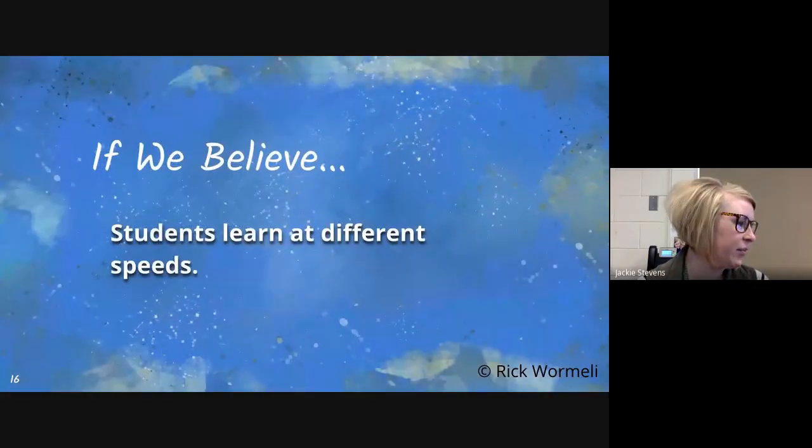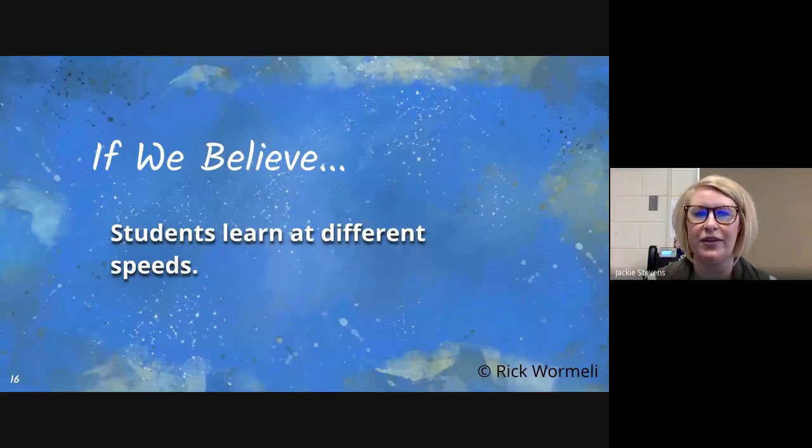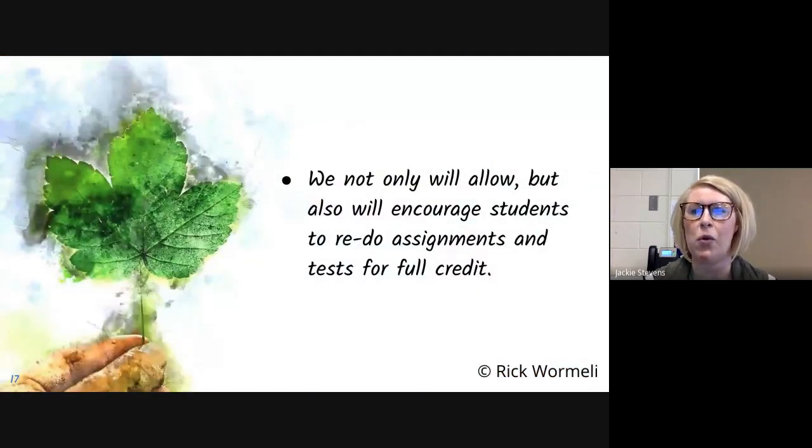All right, number 4 of our 5 belief statements: if we believe that students learn at different speeds, definitely, then we will not only allow, but also encourage students to redo assignments and tests for full credit. I think people are getting a lot more comfortable with the idea of redos and retakes. I think there are still some people that aren't totally comfortable with the idea of having them do it for full credit. I heard a good analogy about this this summer.